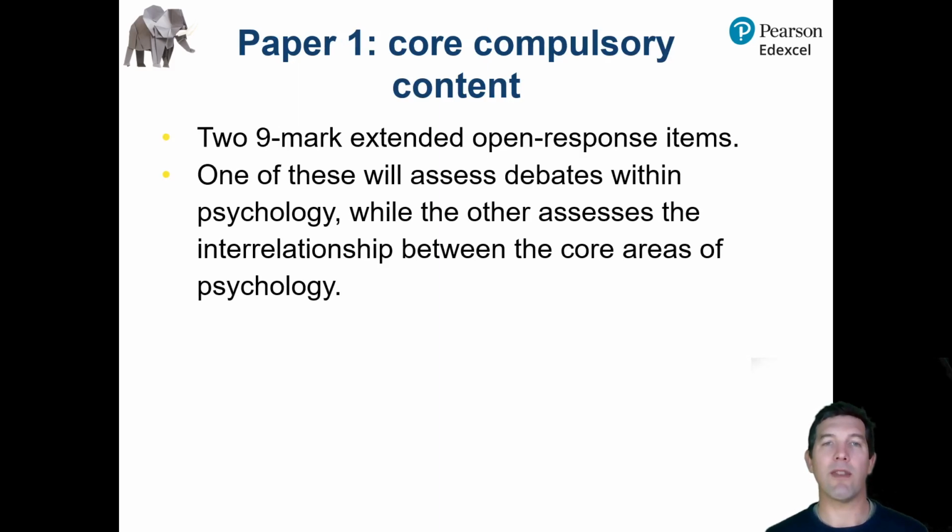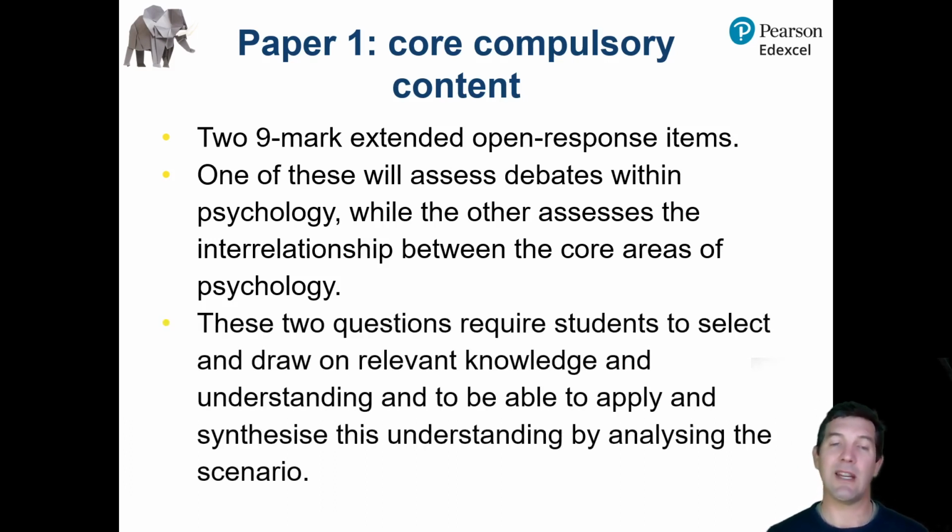So paper 1, the core compulsory content paper, will have 2 9-mark questions at the end always. One of these on debates, and the other one will look at the relationship between core areas, and we'll look at some examples in a second. And these are designed to be challenging questions that really kind of separate the best students out.